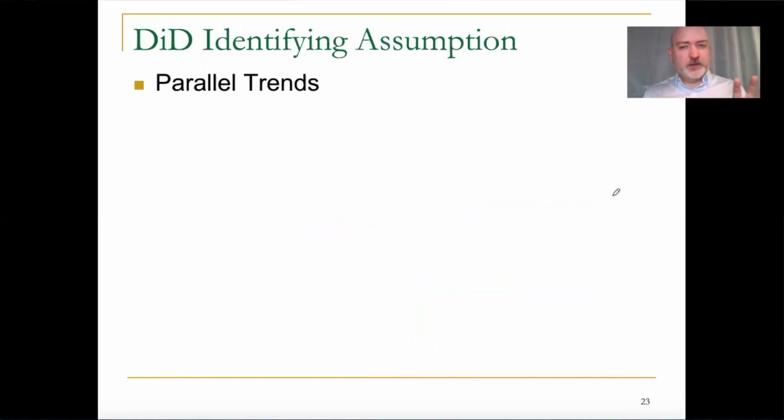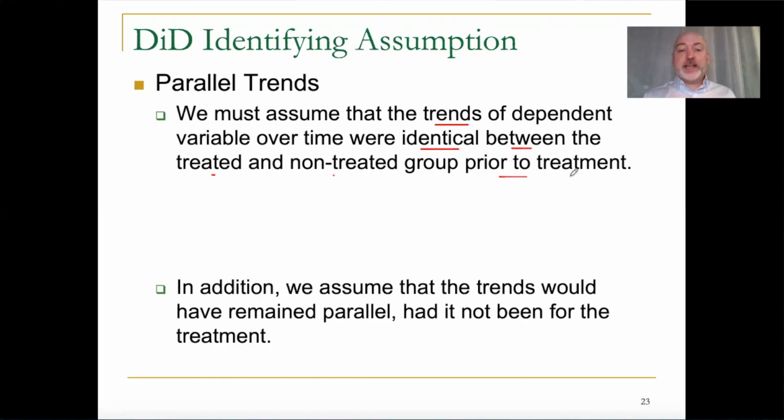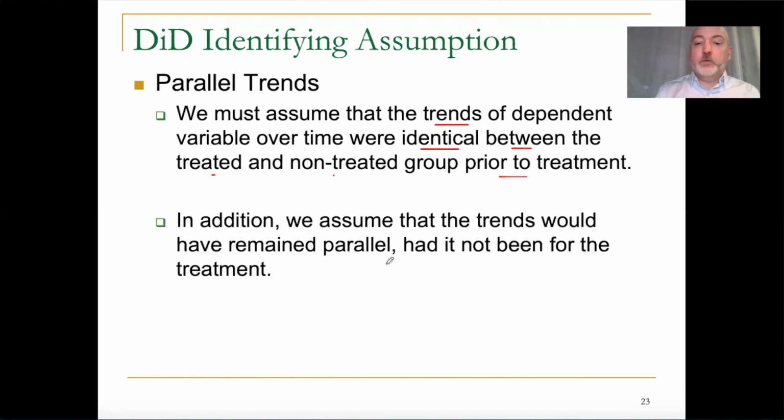So again, just to really hammer this home, in order for this to be an identified model, in other words, to give us an unbiased estimate of that average treatment effect, first and foremost, we have to be able to rely on that parallel trend assumption, right? So we must assume that the trends over time of our outcome or our dependent variable would be identical between the treated and the non-treated group, right? Prior to treatment and with the innovation of treatment.